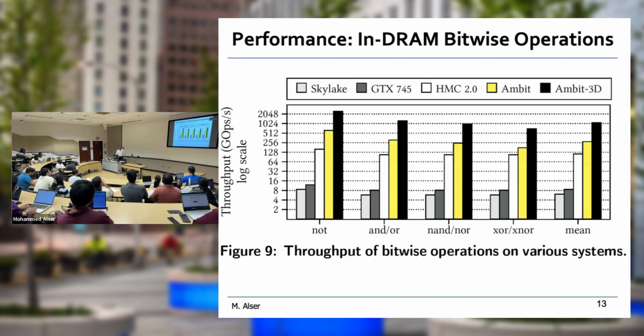This is some results. You can see Skylake is already an old processor. We have a GPU. This is no longer there. HMC is the earlier version of memory cube, the HBM. It's no longer in the market. AMBIT, in AMBIT 3D, which is based on the HBM or HMC structure, 3D stacked memory on top of each other. So basically just the bandwidth is higher. We have more banks, more subarrays. Now we can see the throughput, which is the number of operations per second that we can perform in bulk.